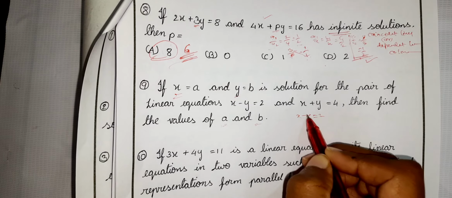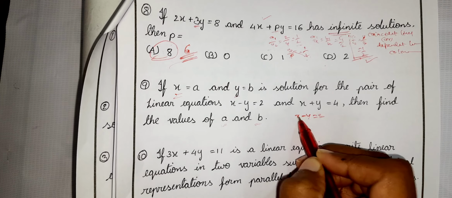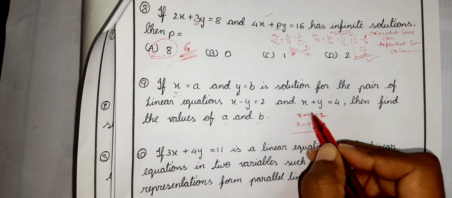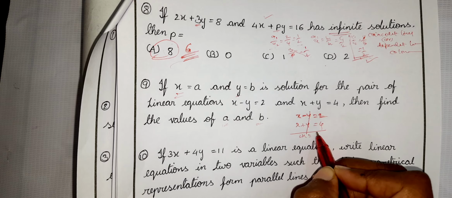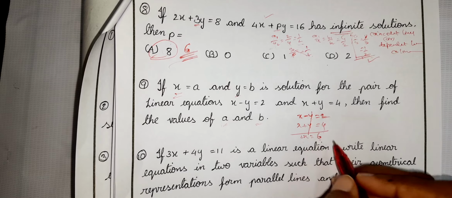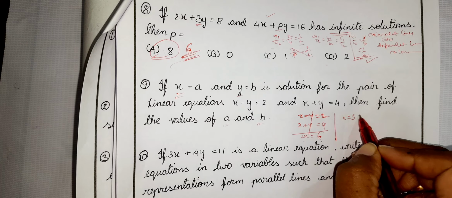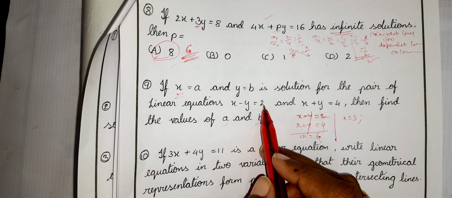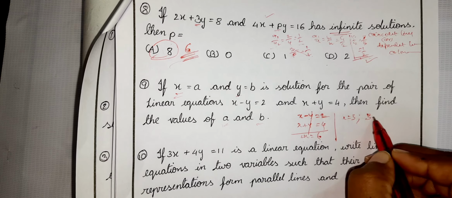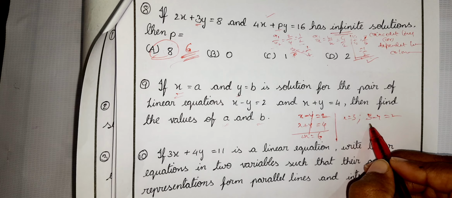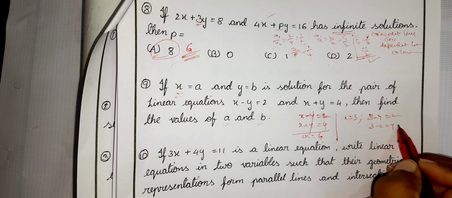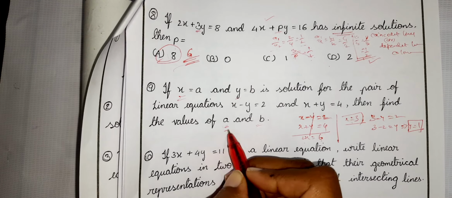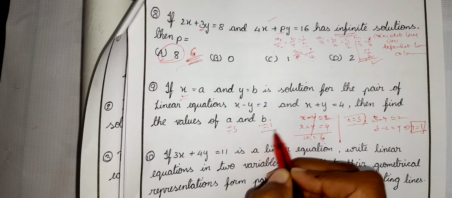So what is the easiest method here? The elimination method is easiest because you have the coefficients the same but the signs are opposite. By elimination, 2x is equal to 2 plus 4, 6. So x is equal to 3. Now when you substitute 3 here, 3 minus y is equal to 2. That means y is equal to 1. 3 minus y is equal to 2 implies 3 minus 2 is equal to y. y is equal to 1. So x is equal to 3. That means a is equal to 3 and b is equal to 1.